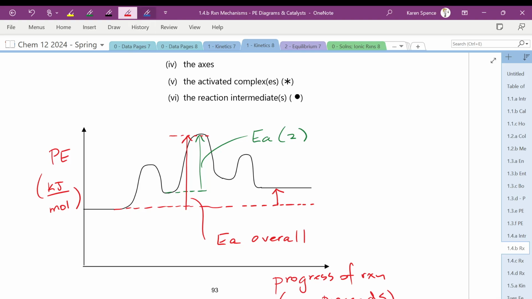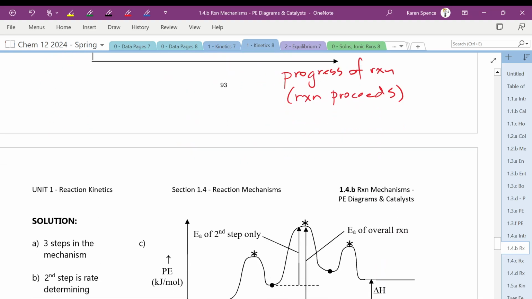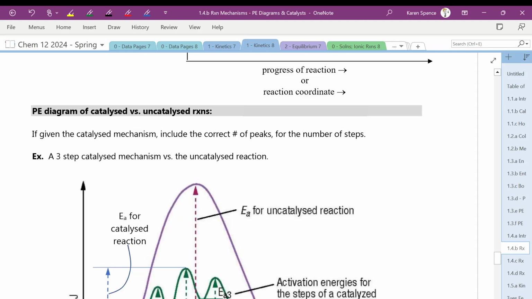Where do we put our activated complexes? At the peaks. So those are our stars. Where do we put our reaction intermediates? In the valleys. And that's all we needed to do. There we have a solution.